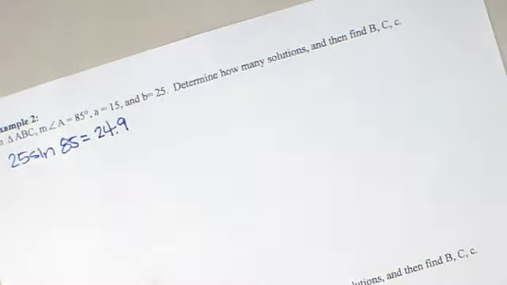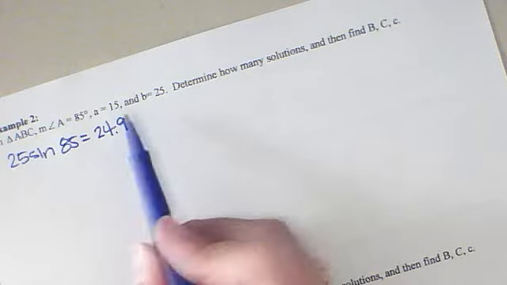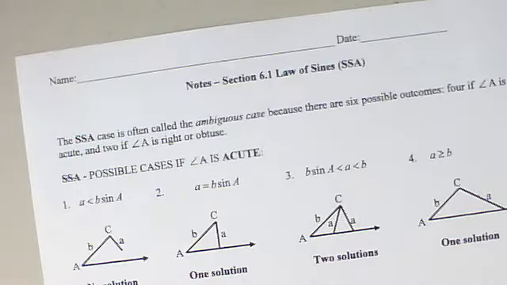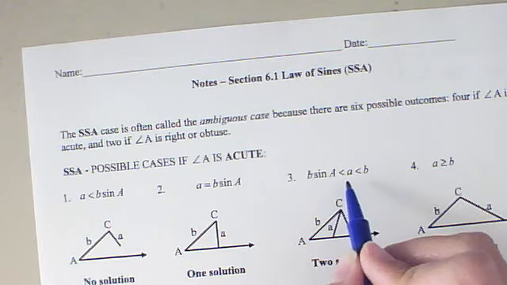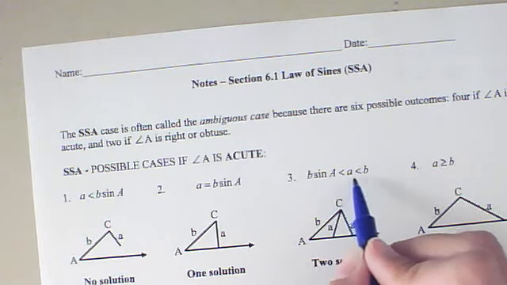Okay, 24.9 is still larger than 15. So my B was 25. That's this one, right? B is 25. It's larger. But then my B sine A would be larger than A. So this one's out. It's not two solutions.